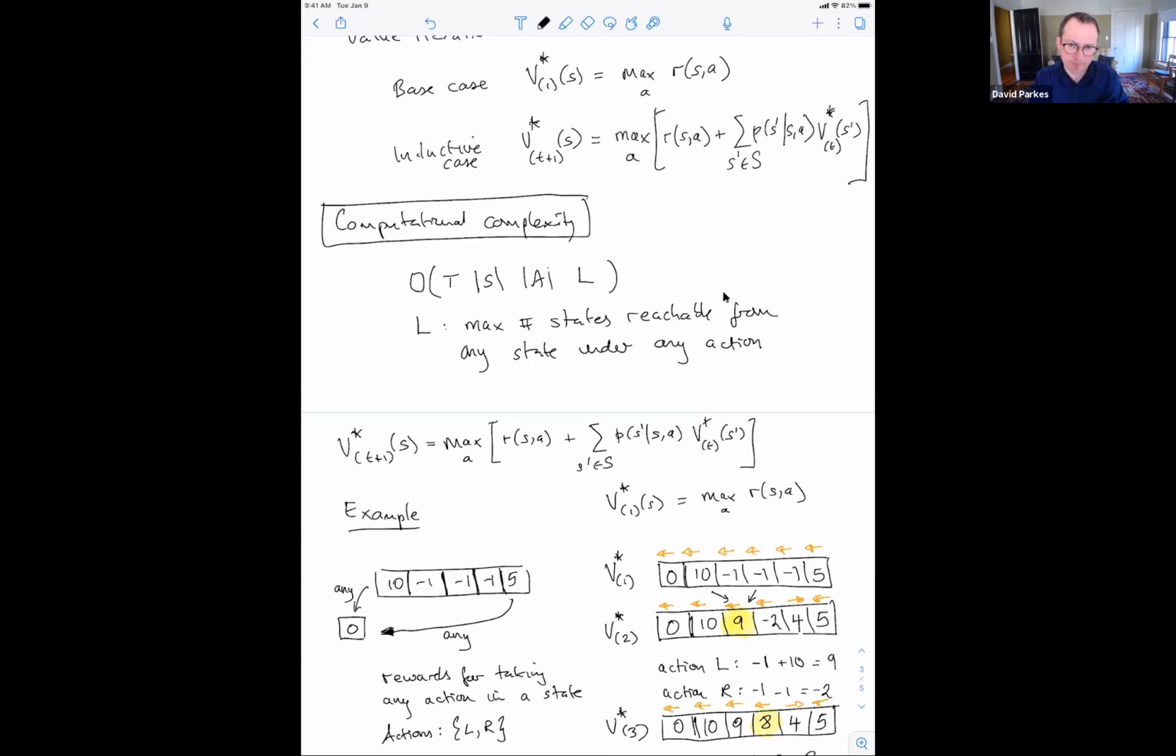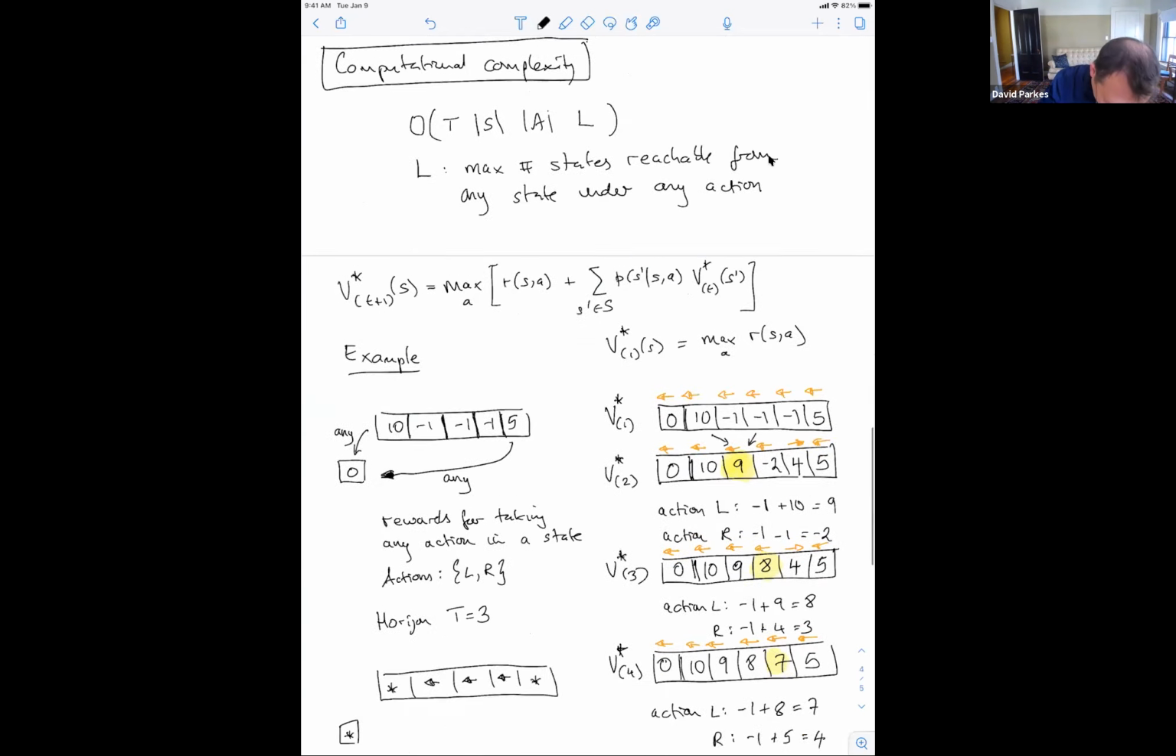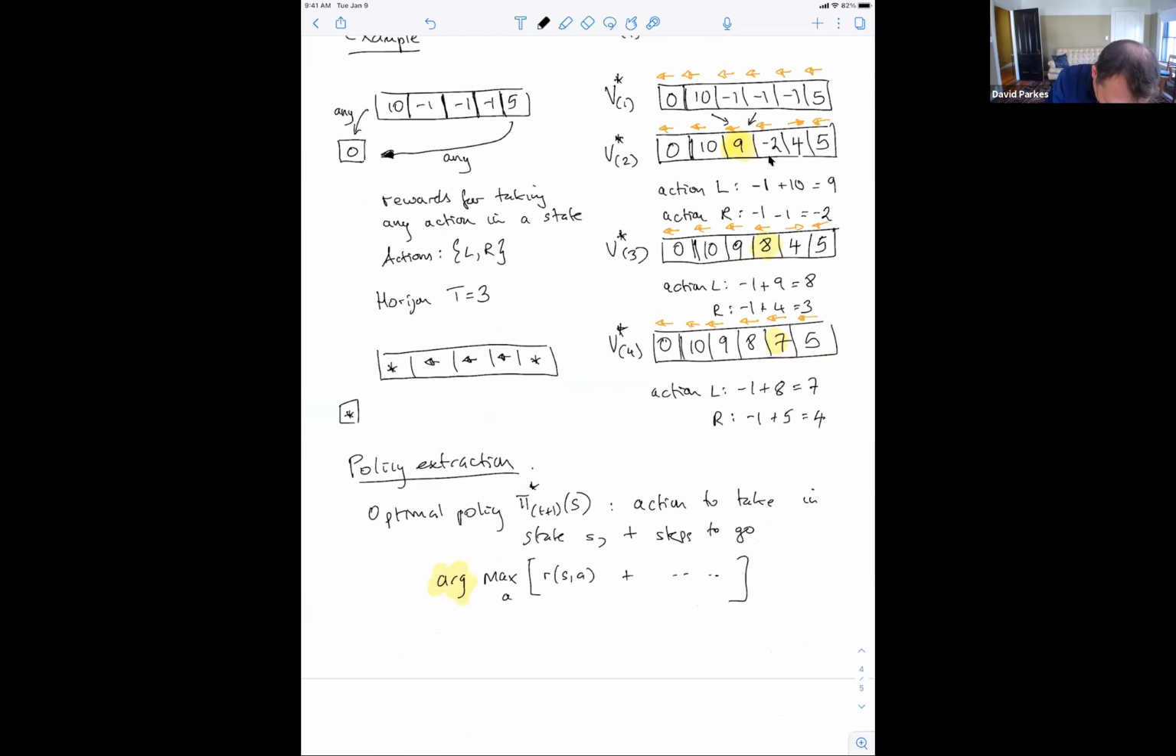Okay. So again, every time to go, you have to do this for every state, for every action. And the new thing I've added is this L. You only have to take this summation over the number of reachable states. So in our grid world here, L equals 2, because you can only ever reach one of two neighboring states from the state you're currently in. All right.